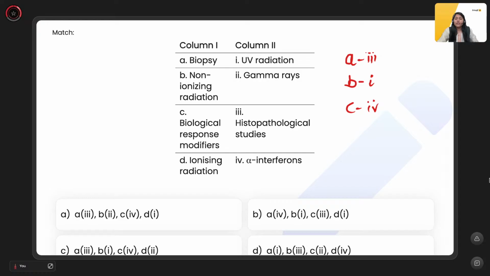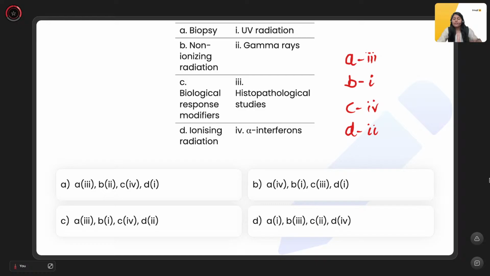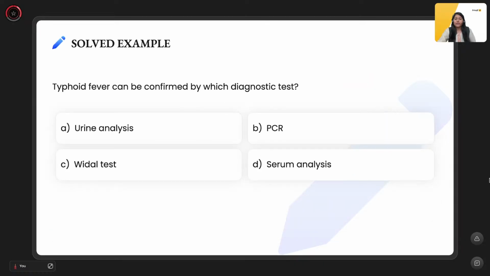So C is going to be fourth, and D, ionizing radiation, as I discussed with you, it is X-rays and gamma rays, so this one is going to be 2. So children, what are our answers? 3, 1, 4, 2. Okay, so here 3, 1, 4, 2 comes in option C. So your option C is going to be your correct answer. Okay, moving on to the next question.